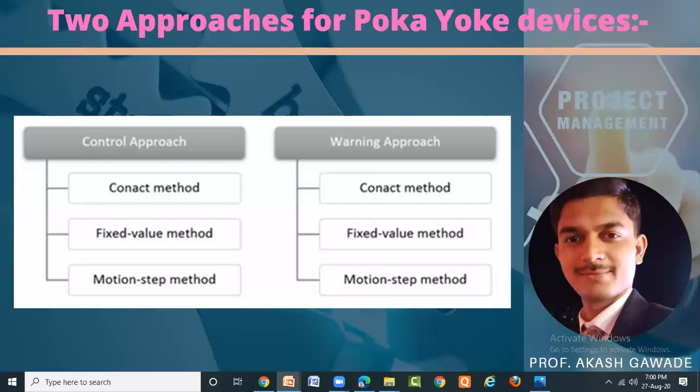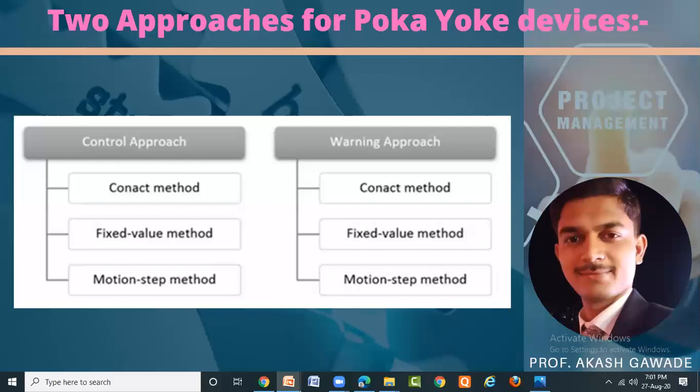In the case of the motion step method, it is useful for processes requiring several different activities performed in sequence by a single operator. The method ensures that the operator does not mistakenly perform a step that is not a part of the normal process.